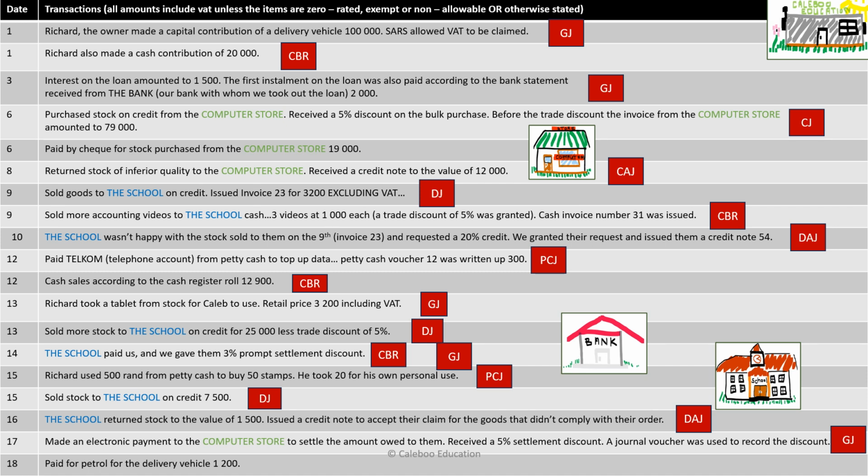Remember, we're doing the books of Calibu Education, and these are all the transactions that took place for the month of February. Now we're specifically looking at those transactions that affect the Cashbook payments. So once again, I have highlighted all those transactions with a green block. That CBP stands for Cashbook payments. Remember, that can also be called the Cash Payments Journal.